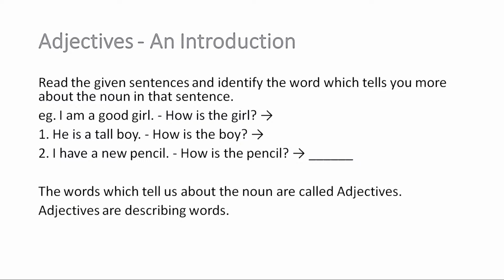Similarly, in the next sentence, he is a tall boy. How is the boy? Tall. The boy is tall. Yes. So tall would be an adjective or a describing word. For the next sentence, I have a new pencil. What kind of pencil do I have? It's new. So again, new would be the describing word or the adjective. So these 3 words, good, tall and new, are adjectives or the describing words, as they are called.